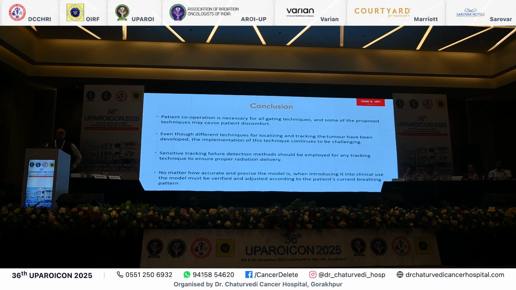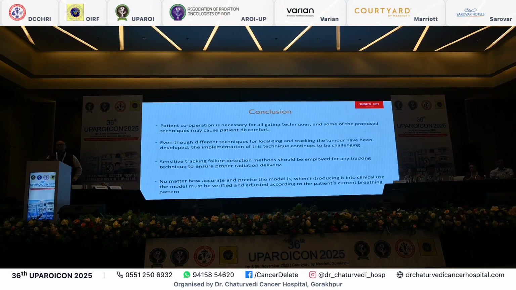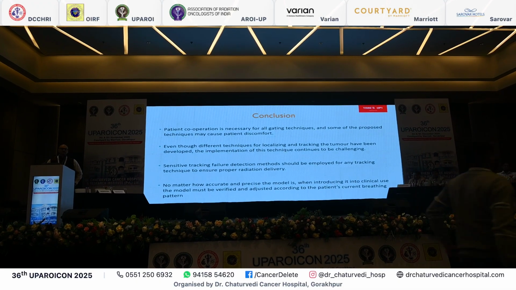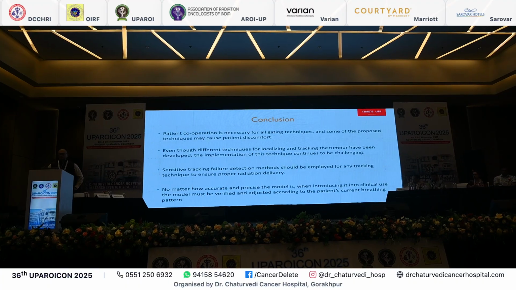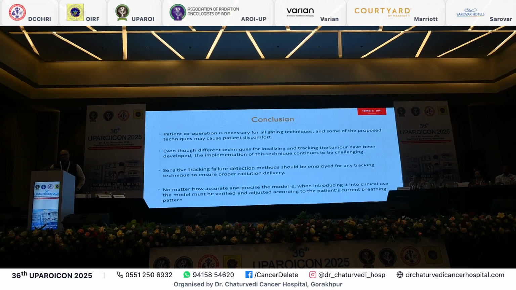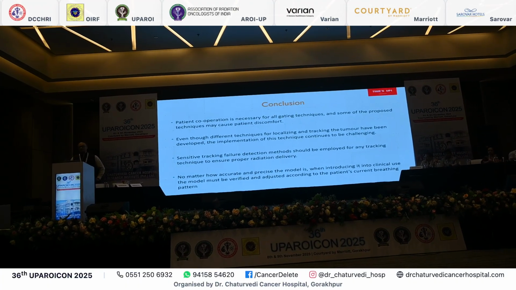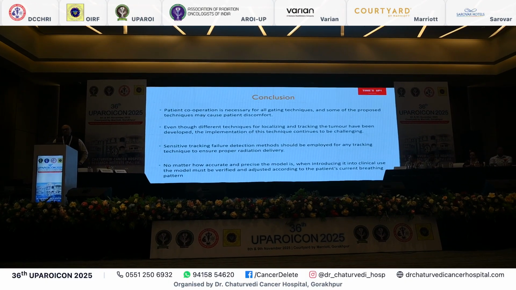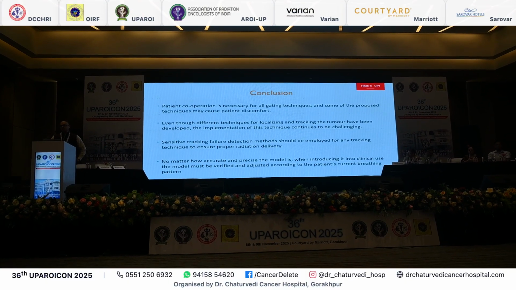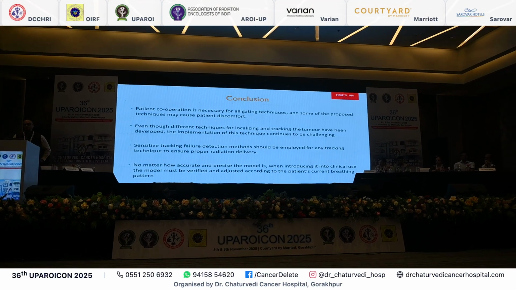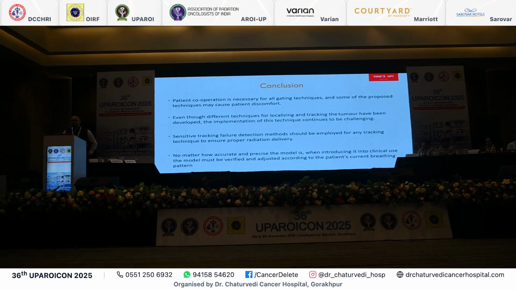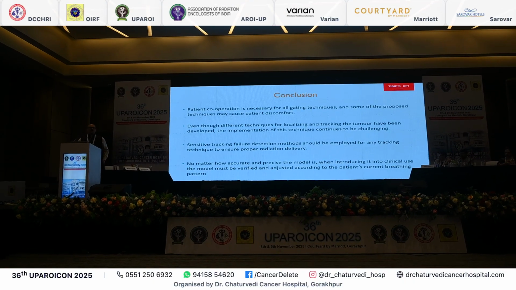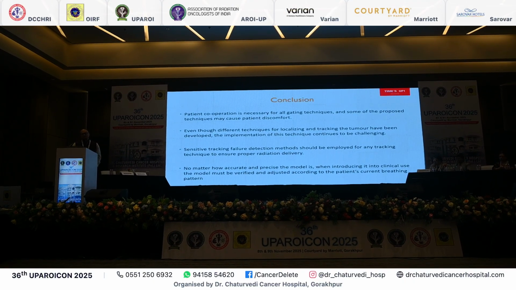Patient cooperation is necessary, as these techniques may cause patient discomfort, and it is mostly a well-informed and cooperating patient who benefits most from them. Even though different techniques have been developed, the implementation of treatment continues to be very challenging. Sensitive tracking failure detection methods should be employed for any tracking technique, and no matter how accurate and precise the model is, when introducing it into clinical use, the model must be verified and adjusted according to the patient's current breathing patterns.